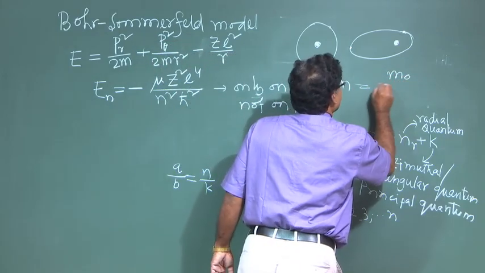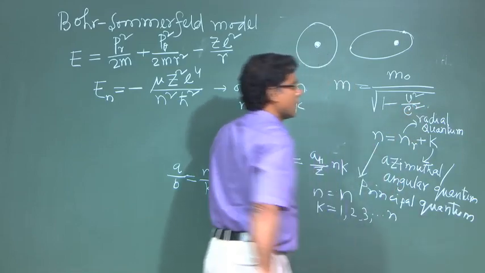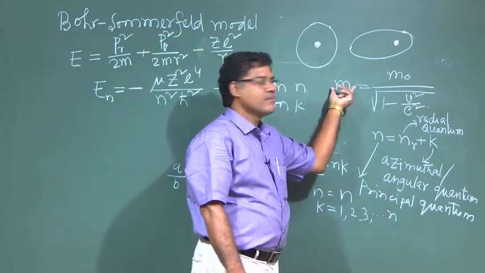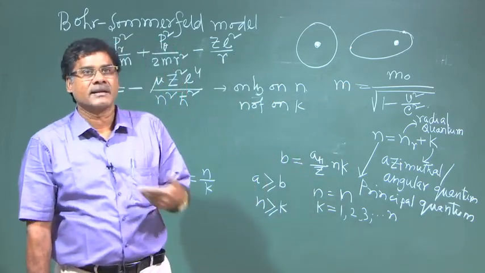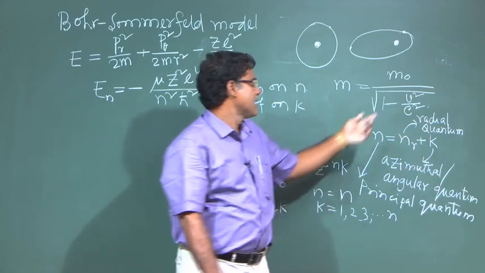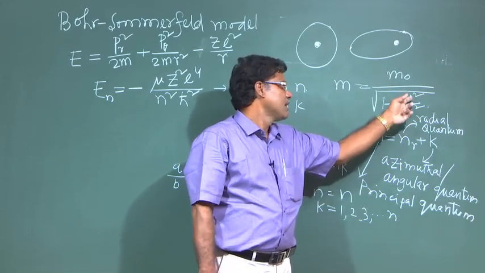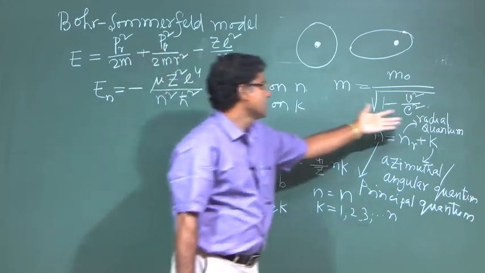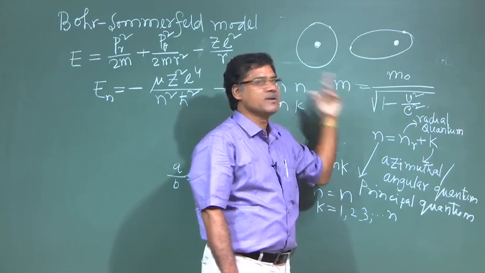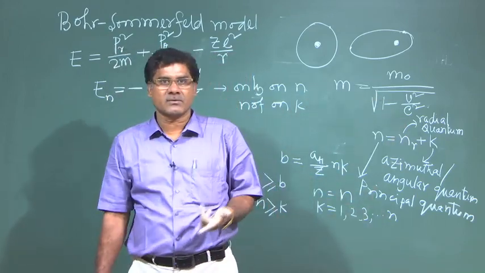m equal to m0 by square root of 1 minus v square by c square. So this m0 is the rest mass, and m is the relativistic mass. It is always higher than m0. It depends on the velocity v. When it is at rest, v equal to 0, so m equal to m0. When v is comparable to c, then if v equal to c, m0 by 0, its mass will be infinity. But this velocity cannot be equal to c, but it can be close to c.